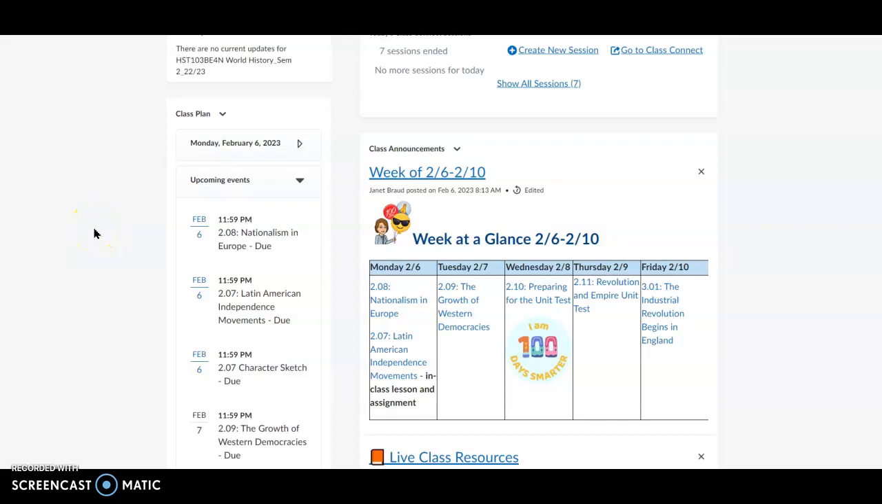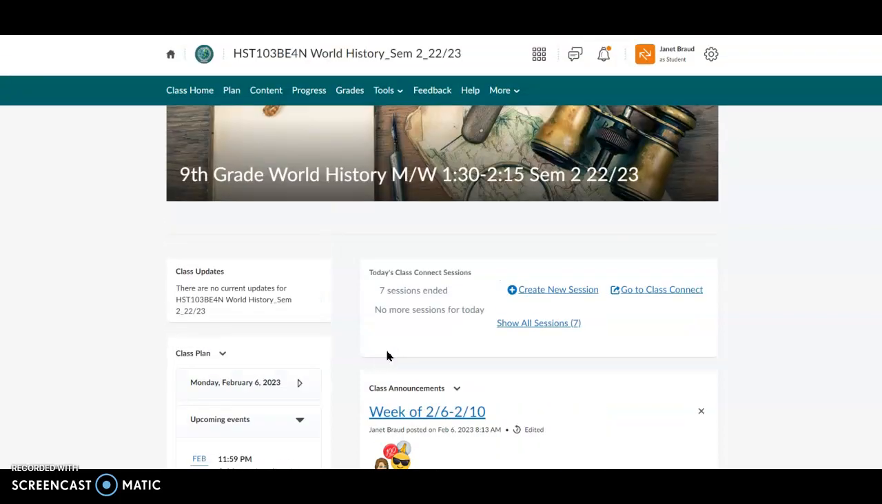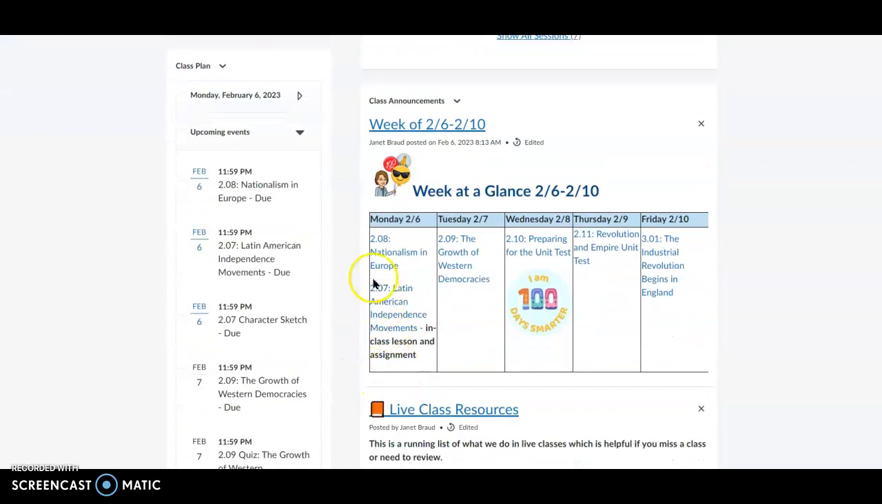The main part of our assignment today is lesson 2.07, Latin American Independence Movements. This was an in-class lesson and assignment. It is linked in the class announcements. You can also get to it by going to content and then scrolling down on the left-hand side to 2.07. So I'm going to go to it right here, 2.07.